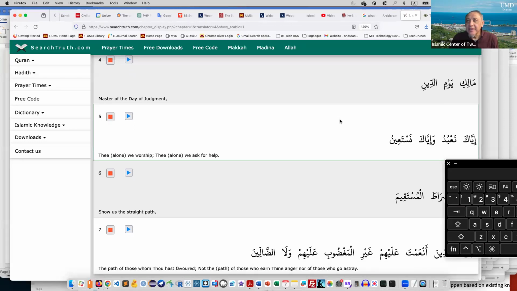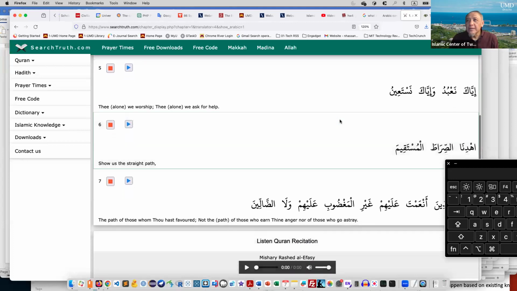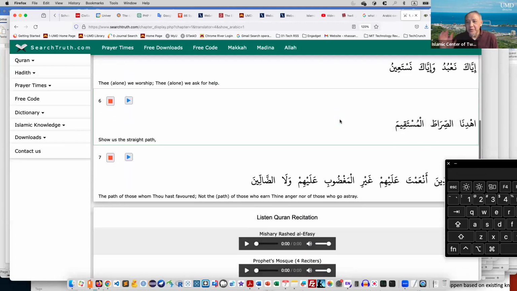Okay, one last one before we end. As-sirata. Why ta? Why not as-sirati? Why not as-siratu? It's a noun, an isim, right? But why is it as-sirata, with the fatha? Because the signs are rafa, nasab, or jar.